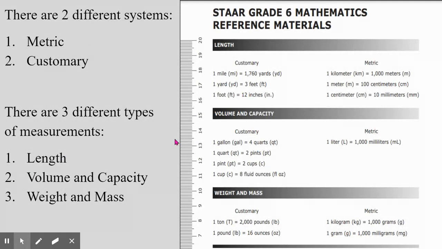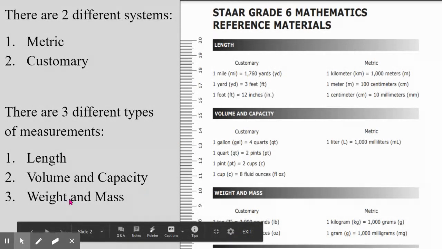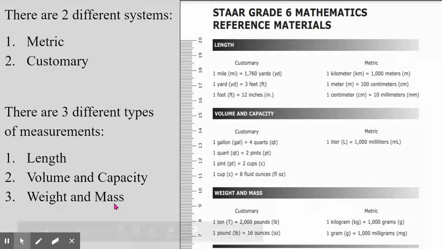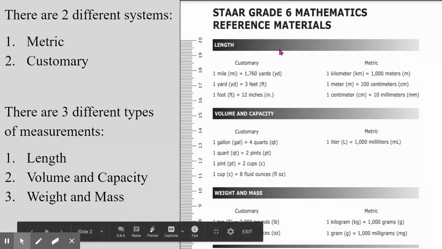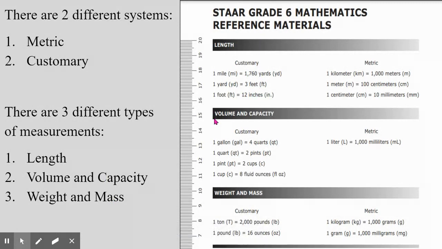There are three different types of measurements. You have length, volume and capacity, and weight and mass. Now, am I expecting you to memorize all this? No. Okay. Everything's going to be located on your 6th grade STAR chart that is given to you on your STAR test or on your benchmark test.